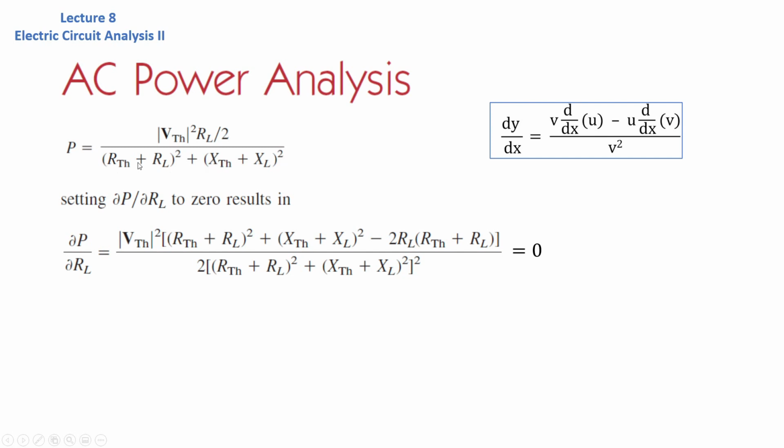This term, since it does not have any RL term, will vanish because of the derivative, and this term will have a non-zero derivative, and that is 2 into R Thevenin plus RL. So once we write this 2 into R Thevenin plus RL, you must remember we also have this term here, because V Thevenin is also here, and in this term we can take V Thevenin out. So I've taken V Thevenin out.